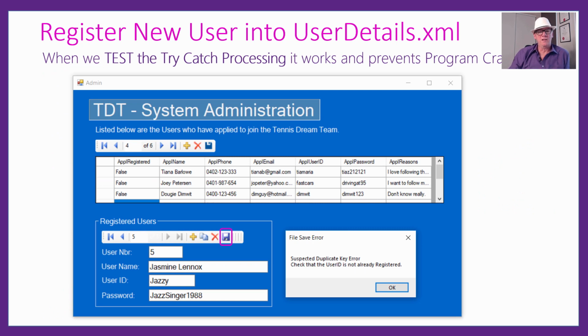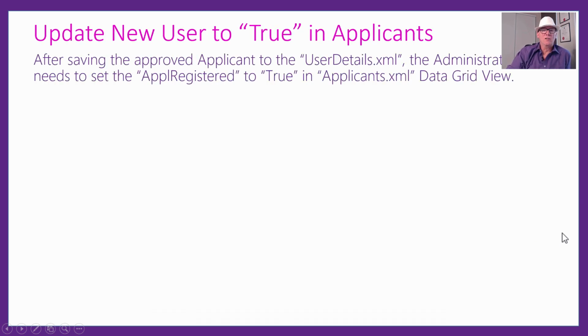So when we test this, it works fine, because Jasmine was already saved on there. So if it's record number 5 and we try and add her again as the 5th record and do save, it's going to say suspected duplicate key error. Check that the user ID is not already registered. Okay, so it won't save her again because we've already got her saved once as record 4, as we saw previously. So that's all good.